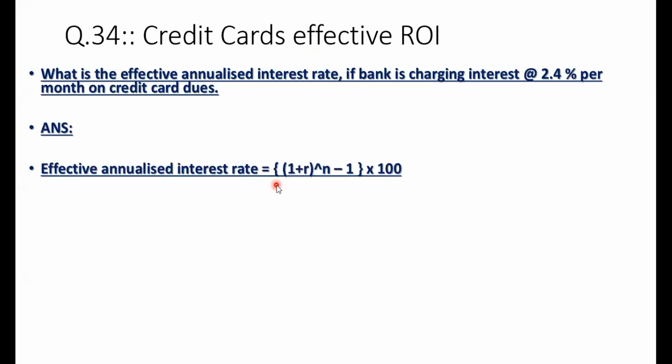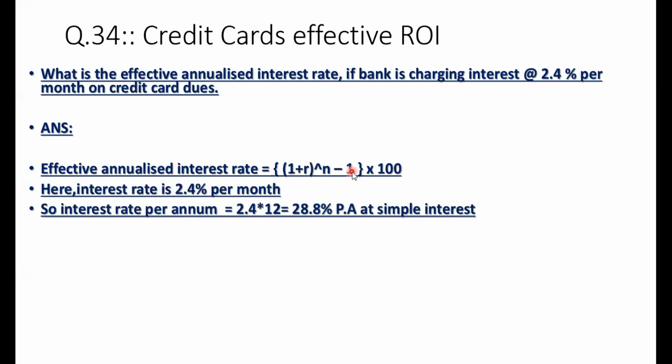Effective annualized interest rate. Now you have to use the same formula: 1 plus R to the power n. Even if it is monthly, we will see how to apply the effective rate. Here the interest rate is 2.4. Think of this return: annual interest rate return is 1 plus R to the power n, minus 1, into 100.